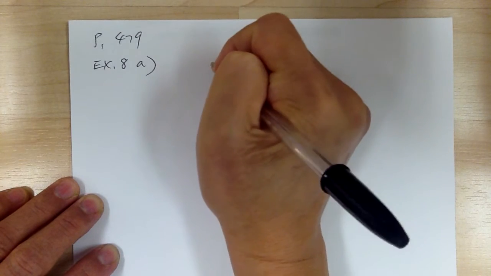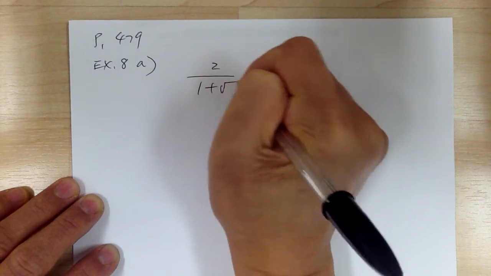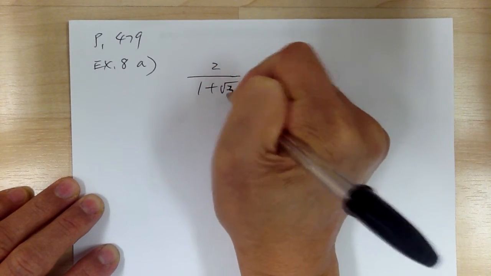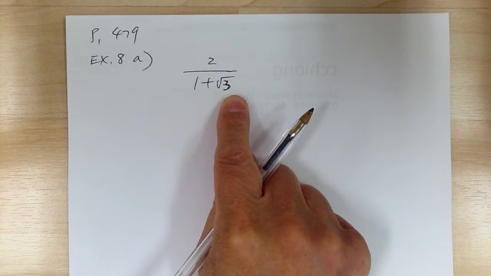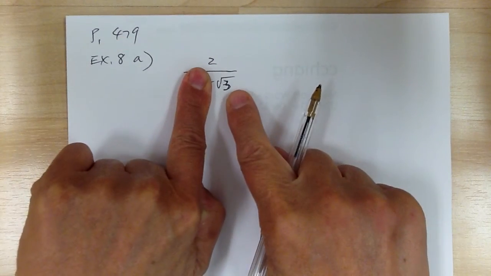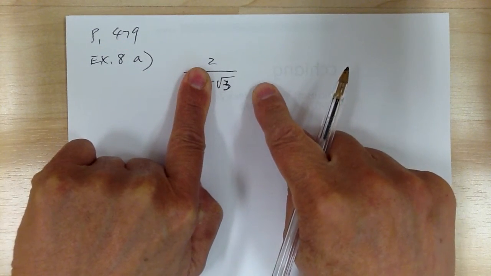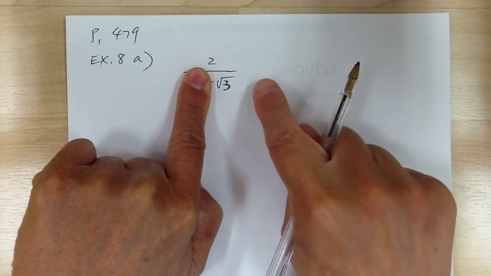Example 8a, you got 2 over 1 plus square root of 3. Okay, so you have a square root in the denominator, so you cannot have that. So you need to find a way to get rid of that. But before, if you just have one term, then you multiply by square root of 3. So if you have one term, you multiply by one term.